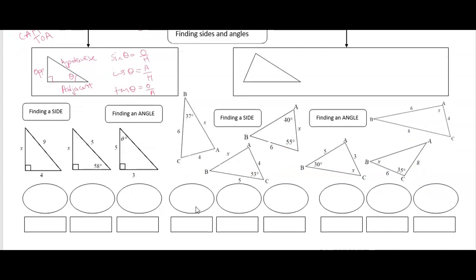So finding a side. In this triangle, our unknown side is here. Now, if we don't have an angle and we've got two sides, we're going to be using Pythagoras' theorem. So in this one, when we've got two sides and we're finding the third side, we're going to use Pythagoras.